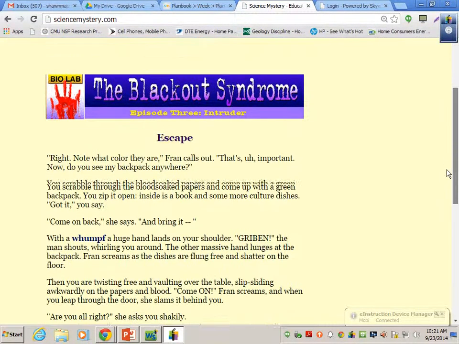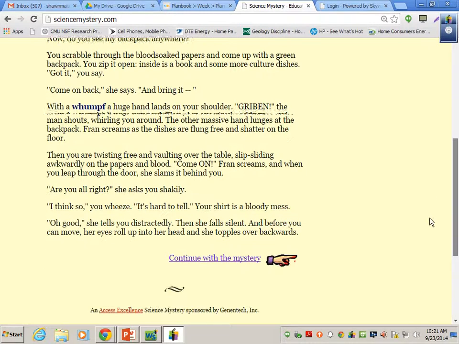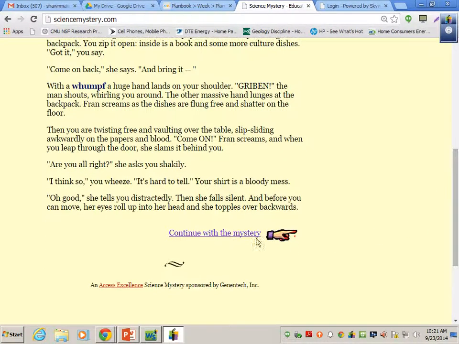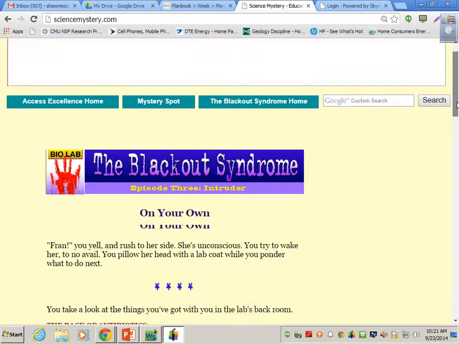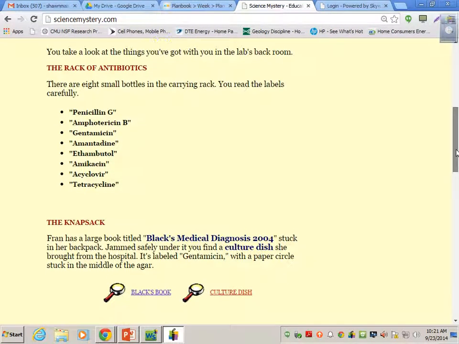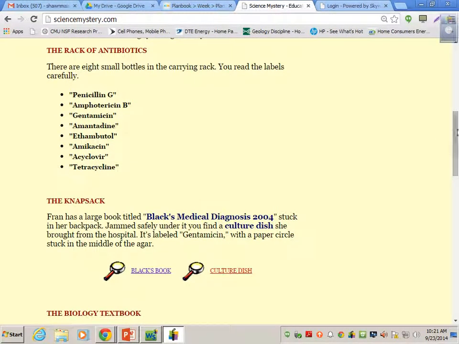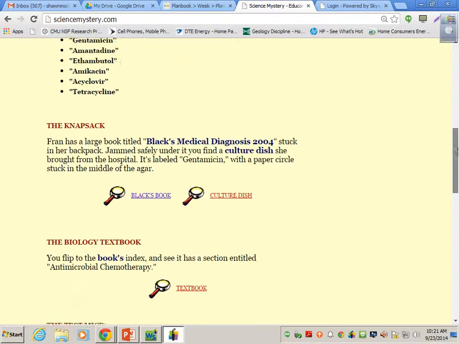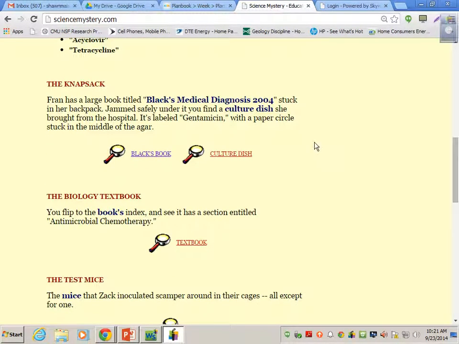So I think we did this part, right? Yep. And we're on our own, right? And this is kind of where we left off. I had you guys write down the different types of bacteria. All right. And then we're going to look inside of this Black's Medical Diagnosis book. We did do that. I can see. We clicked on it. So we've looked in there.